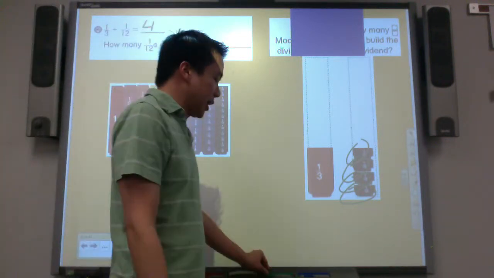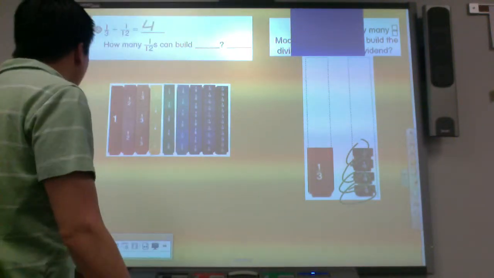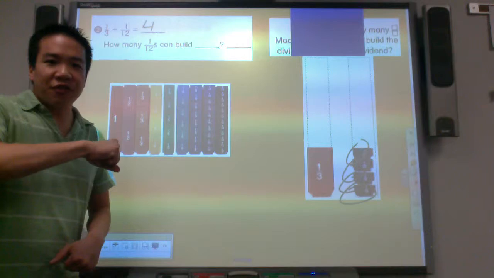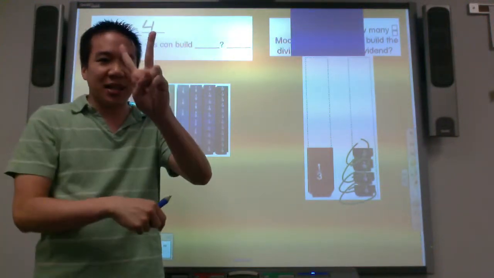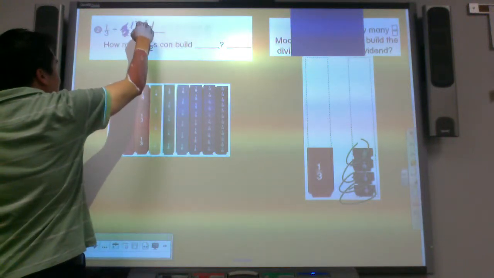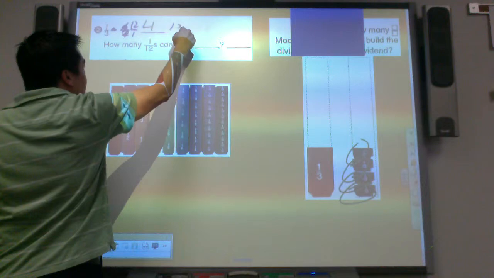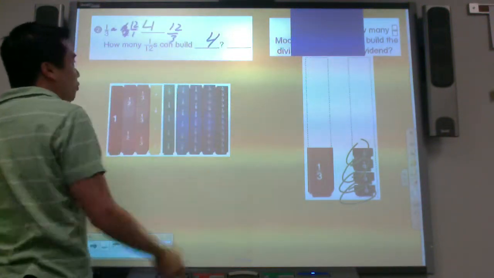Again, you might sit there and say, I don't want to use these fraction towers. I'd rather just solve it procedurally. So, dividing fractions, give it a try. Flip the second fraction, or find the reciprocal of it, and multiply. You get 12/3. Oh, that's 4. Four groups.